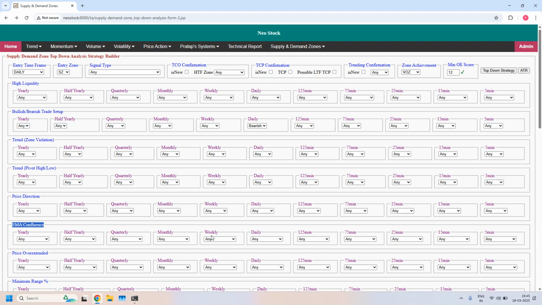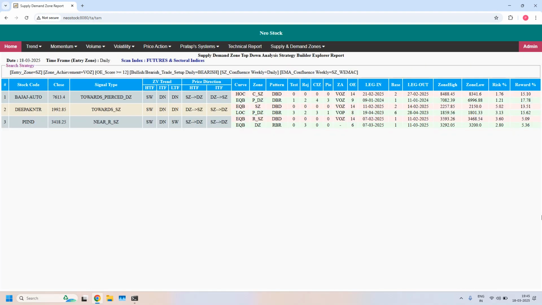So in the EMA confluence, weekly time frame, I am selecting the filter, weekly supply zone having weekly EMA confluence. So we got 3 stocks. So these 3 stocks are having even more high probability to get the success. These 3 weekly supply zones.